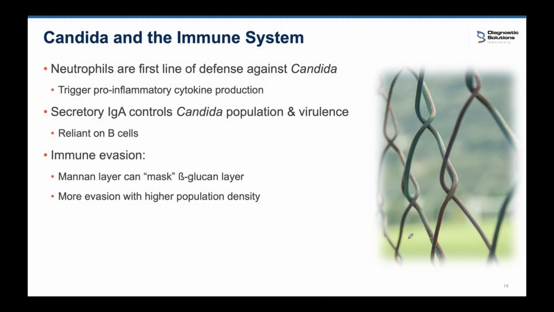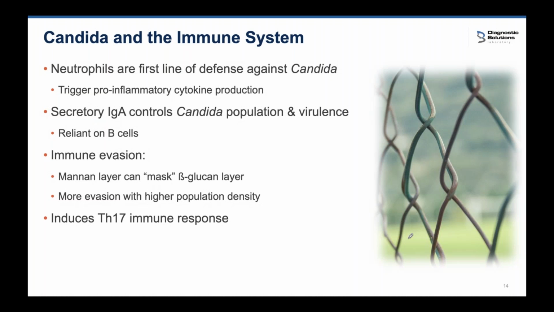We're going to see some immune evasion, which means that Candida can trick the immune system. It can mask things like beta-glucans that would be inflammatory triggers. And in a couple of papers, it actually showed more evasion with higher population density. So sneaky Candida can kind of dampen down your immune system so that it leads to a more chronic infection or more chronic population, low-grade inflammation, not high-grade inflammation.